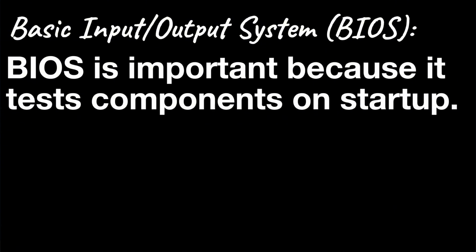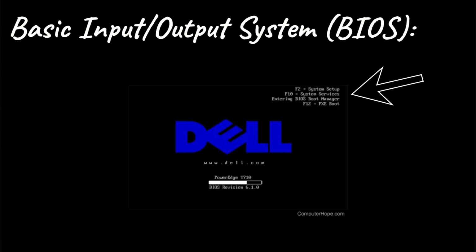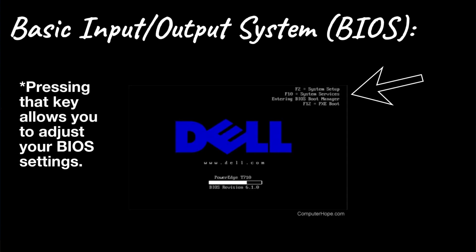And BIOS is really important to our computer because it is a part of the computer that tests components. It checks that everything works and is in good condition, as well as little things like making sure the time is correct. And BIOS does this all at startup. And if you see on your computer screen when you start your computer up, in the top right corner it says something like press this certain key for BIOS setup. That basically allows you to change your settings within the BIOS.